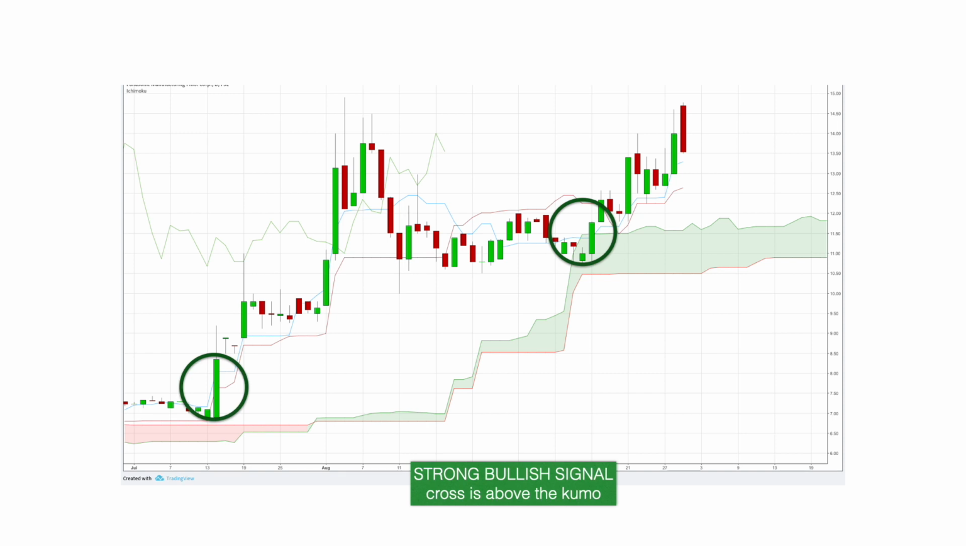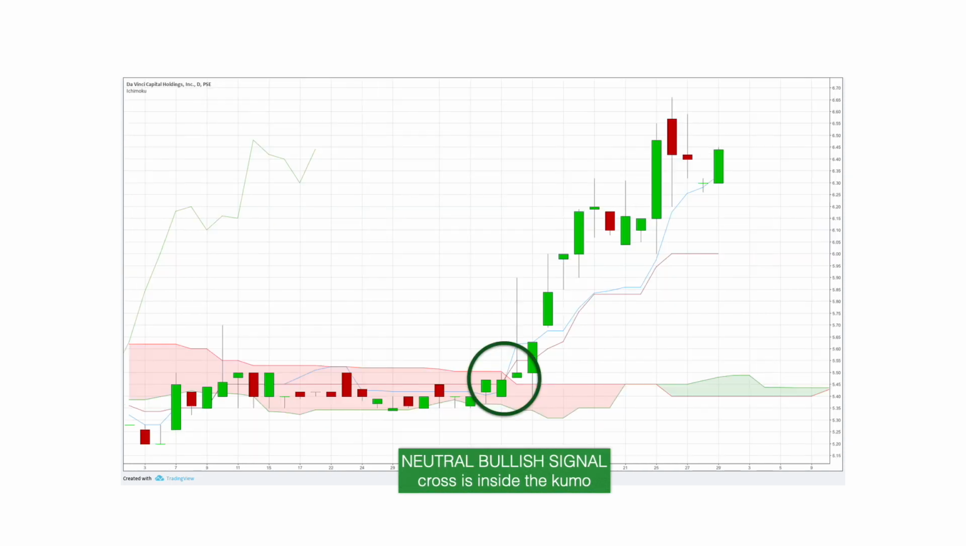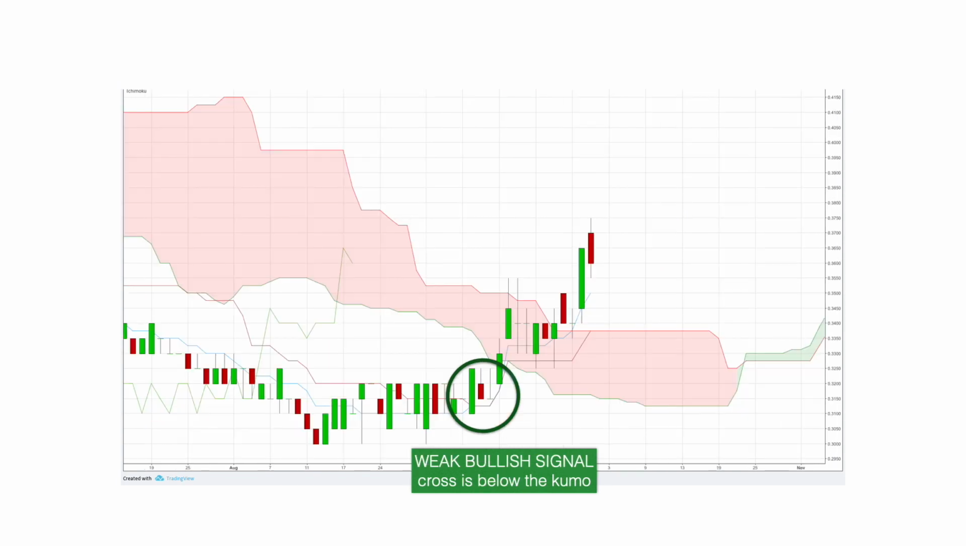The price bounced off the Kumo top and then broke above the Kijunsen line. As long as price stays above the Kijunsen, this is still medium-term bullish. A neutral bullish signal occurs when the cross is inside the Kumo. A weak bullish signal occurs when the cross is below the Kumo.